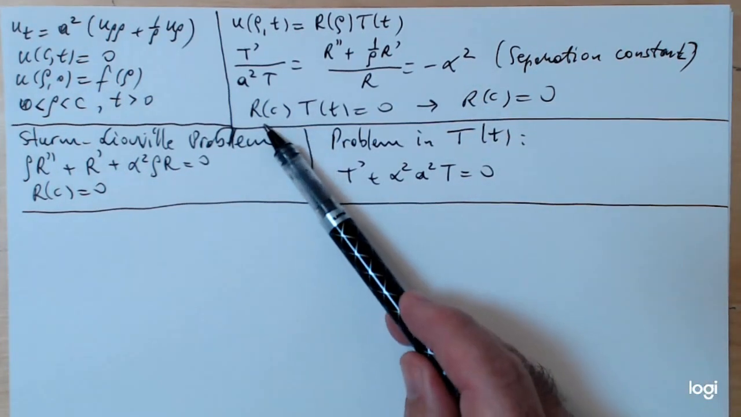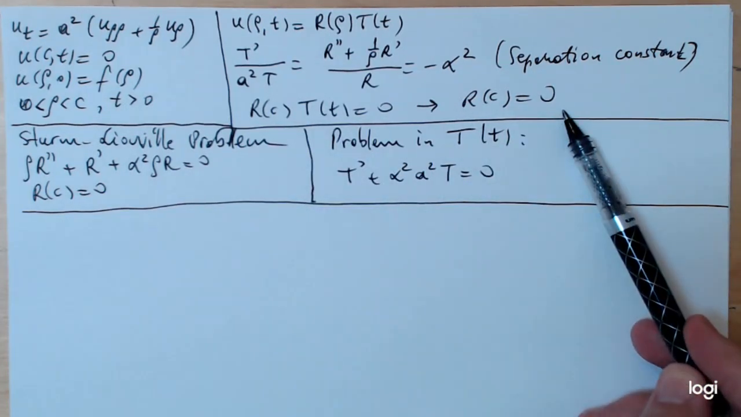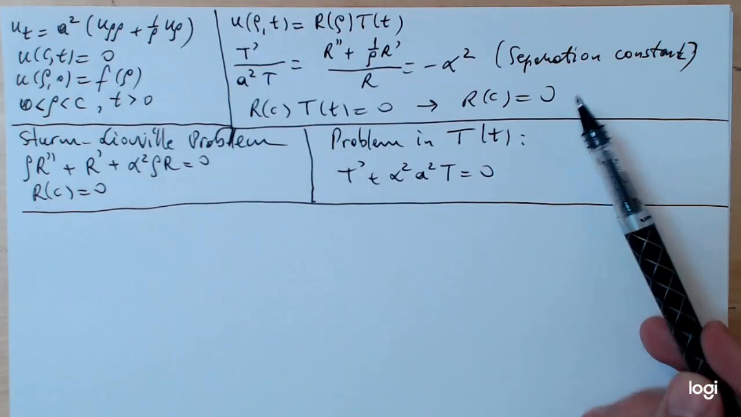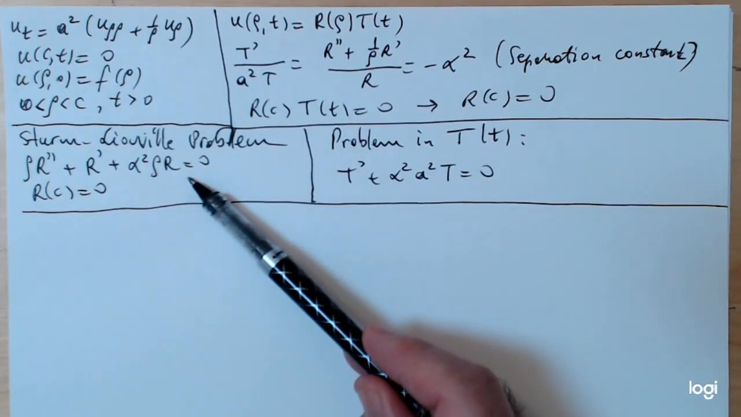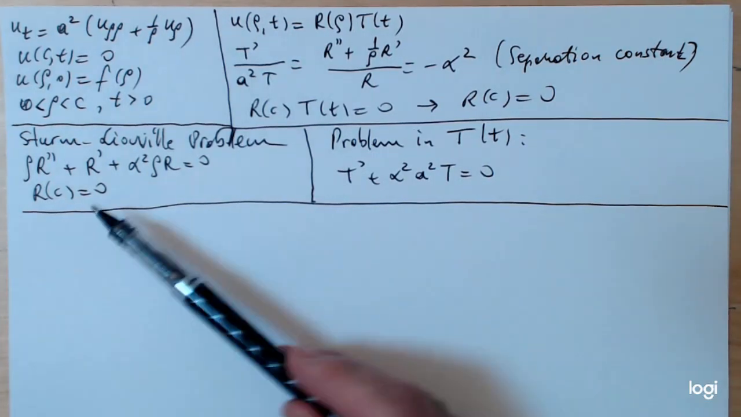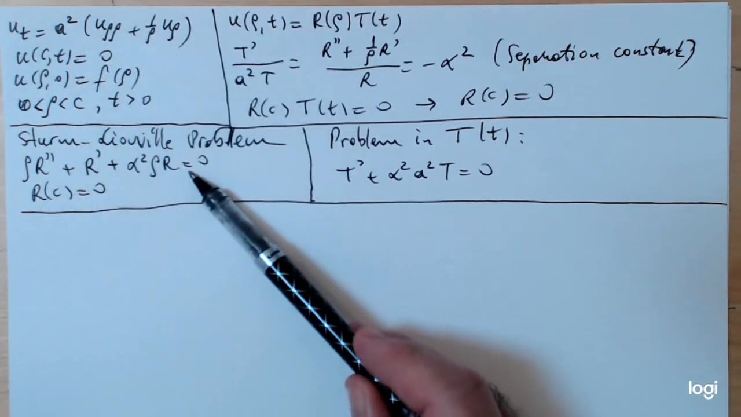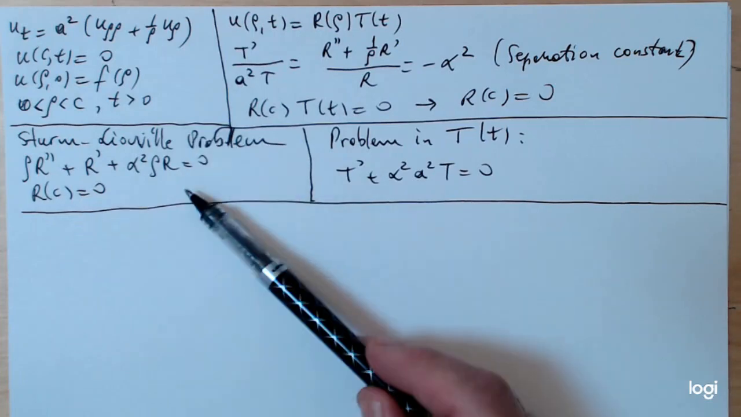The boundary condition becomes this, which leads to R of C equals 0. So the boundary value problem, which becomes the Sturm-Liouville problem, is going to be a Bessel equation of order 0 with this type of boundary condition. By the way, we're going to have different types of boundary condition later, but for now, let's focus on this one. So the Bessel equation of order 0 with this boundary condition becomes our eigenvalue problem.